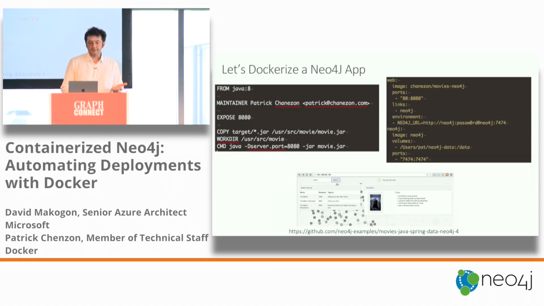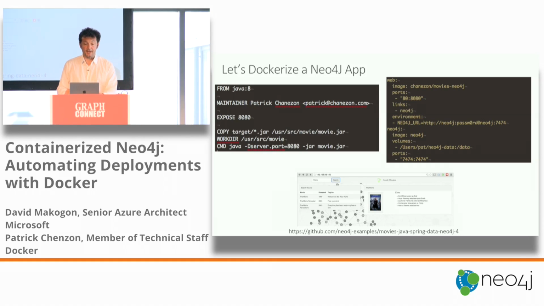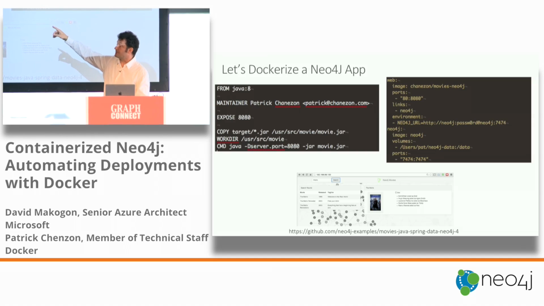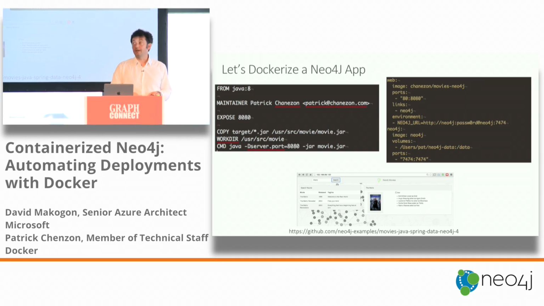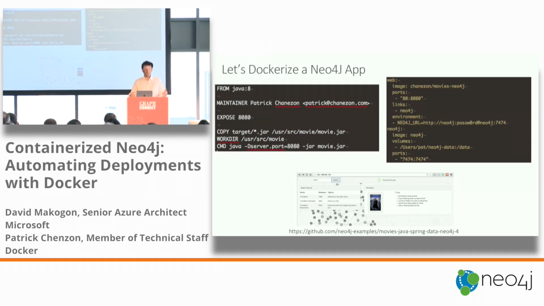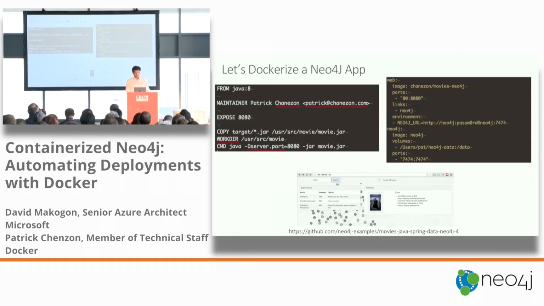And one other thing I will demo is how to Dockerize a Neo4j app. That's one of the sample apps in Java. It's a Spring Data application. And so the Dockerfile for it looks something like that. I just inherit from Java 8. I expose port 8080. I just copy the jar that I have built with Maven into the user source directory. And then I just do a java -jar with that. That's the beauty of Spring Boot.